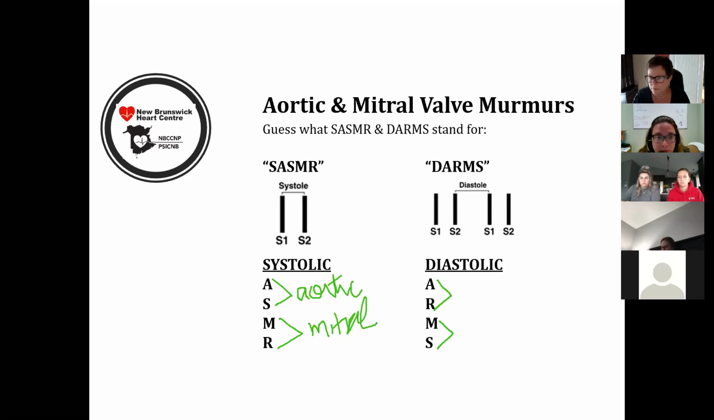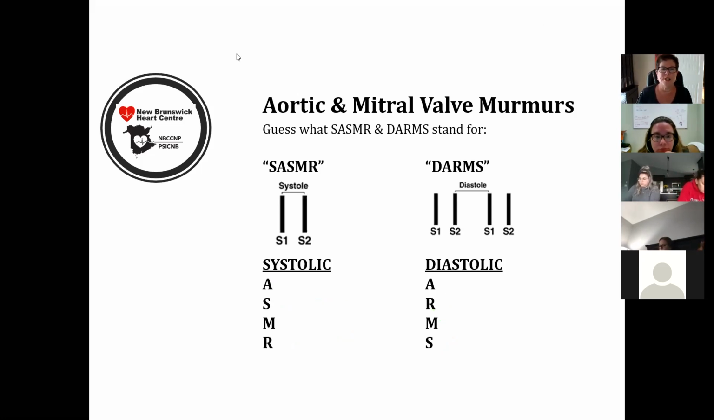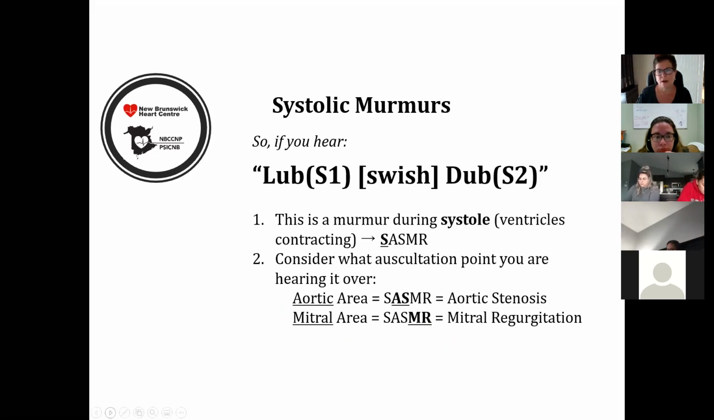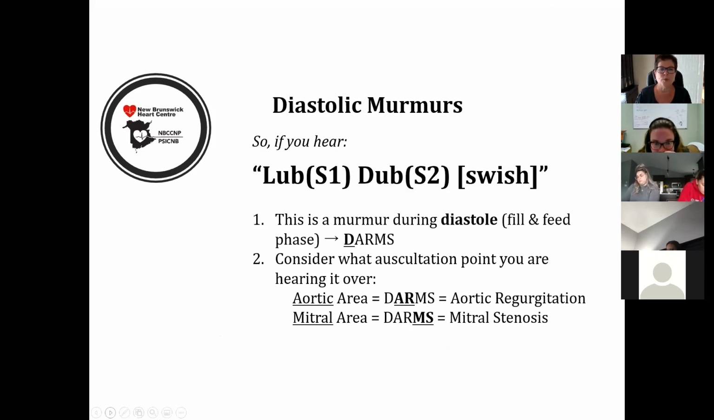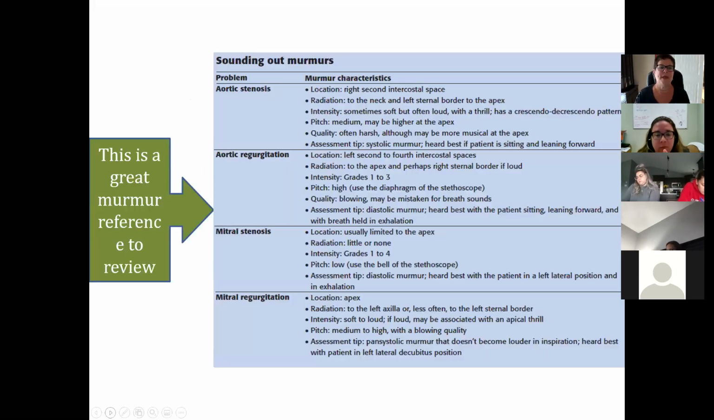So a murmur is a sound heard by turbulent blood flow in the heart. Anytime it's outside the heart, we call it a bruit. But it's the same thing, it's turbulent blood flow. So SASMR and DARMAs are an easy way to remember systolic and diastolic heart sounds. So this just goes over what we just talked about.